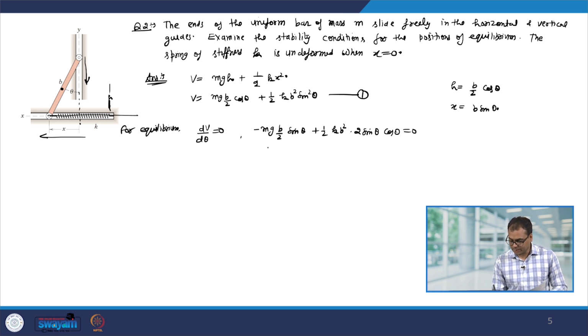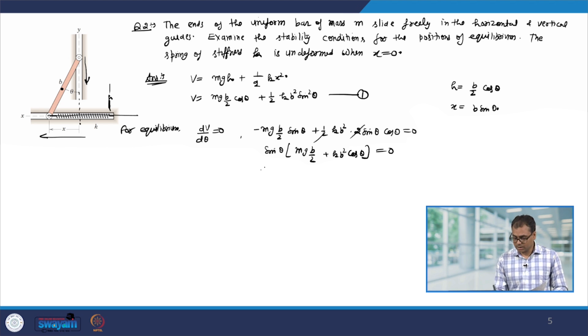Now, let us take sin theta outside. So, we have mgb/2, this 2 will get cancelled with that 2, plus kb² cos theta equal to 0. This gives us sin theta equal to 0 and cos theta equal to mg over 2kb.